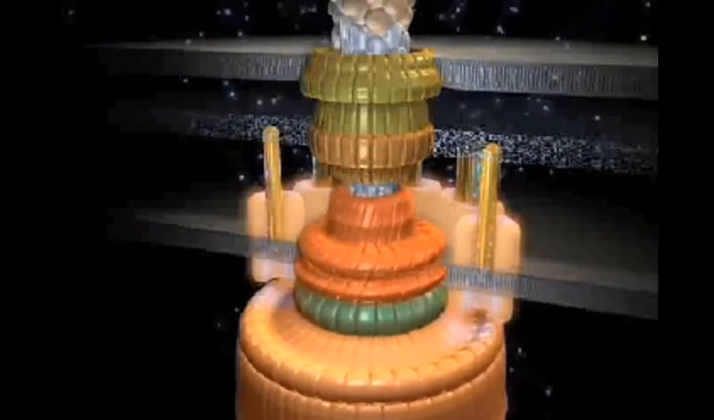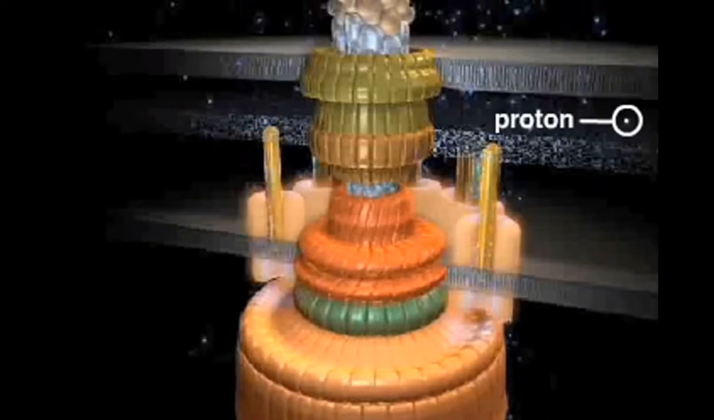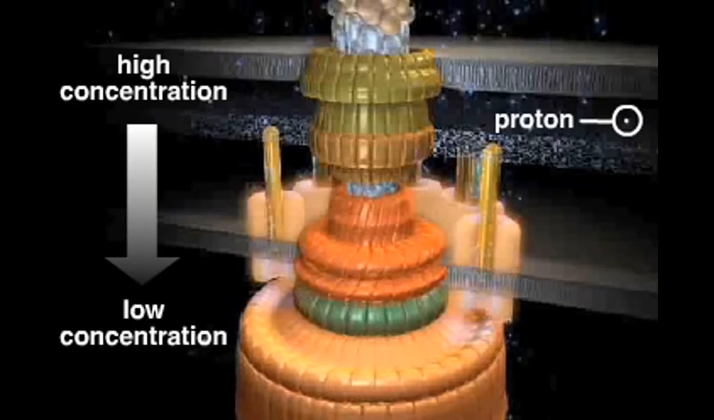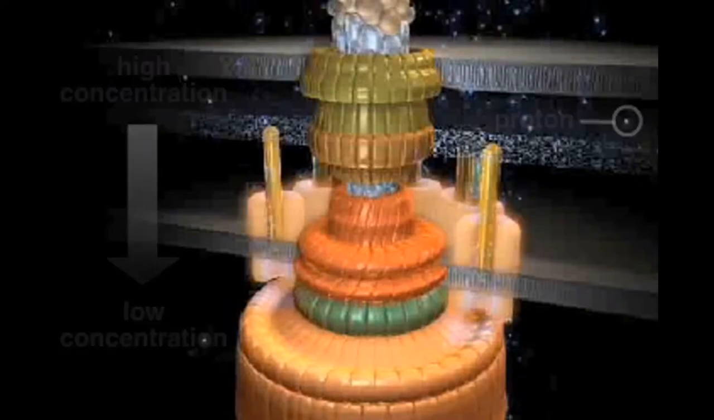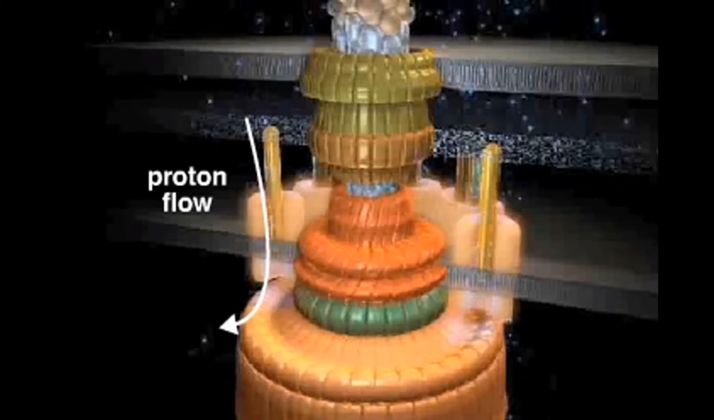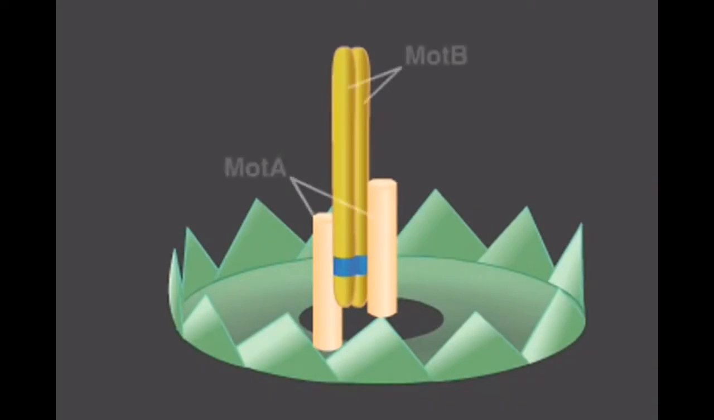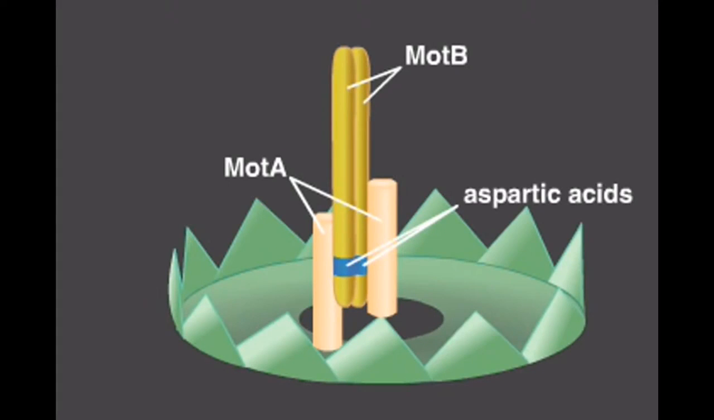The motor derives its power from a proton gradient across the membrane. In this example, a high concentration of protons exists outside, and a low concentration exists inside the cell. The protons flow through the interface between two types of proteins, called Mote A and Mote B, that make up the stator. Mutational studies suggest that a conserved aspartic acid in Mote B functions in proton conductance. Each stator contains two Mote B proteins, and therefore also contains two of these important aspartic acids.